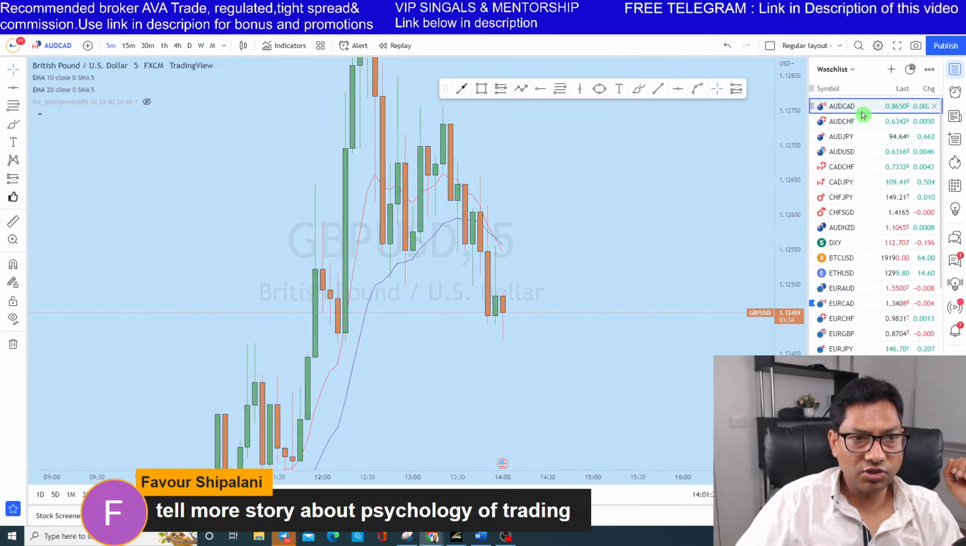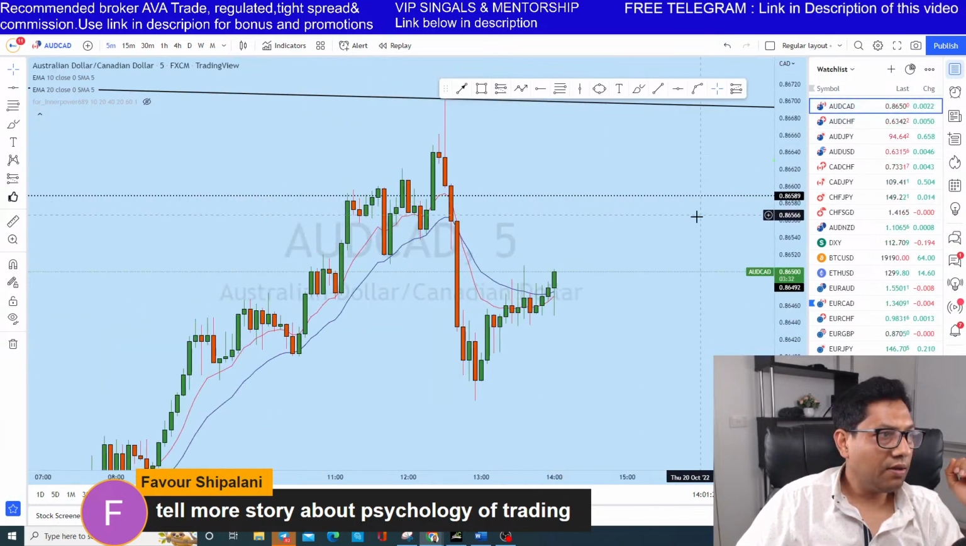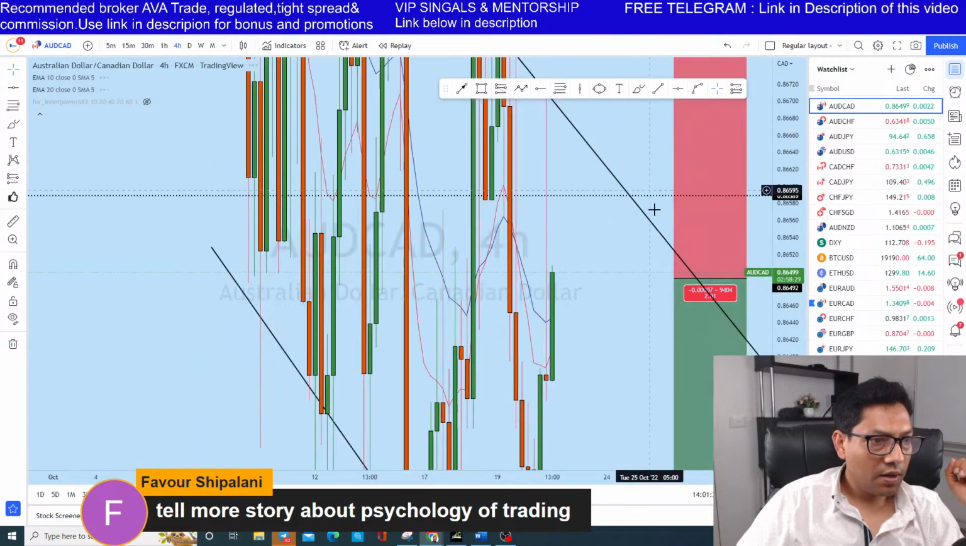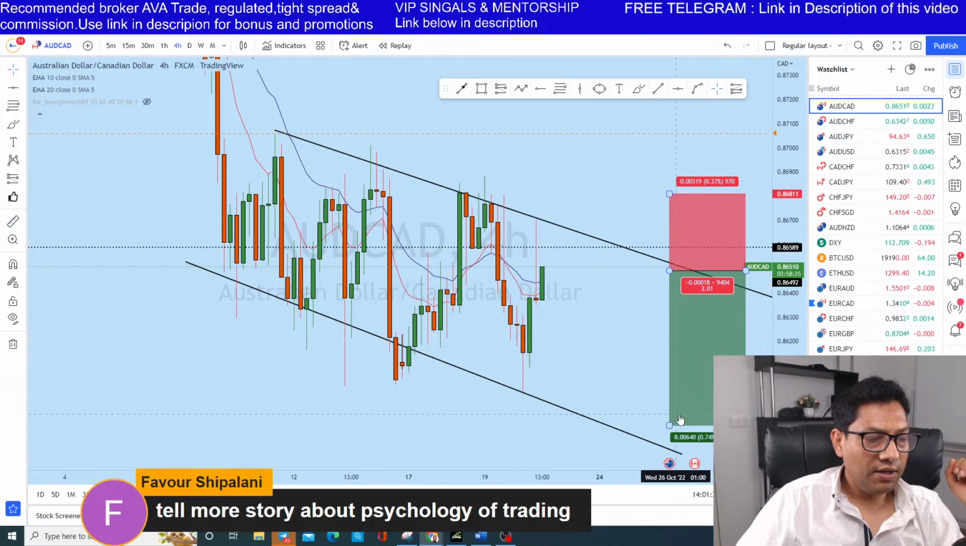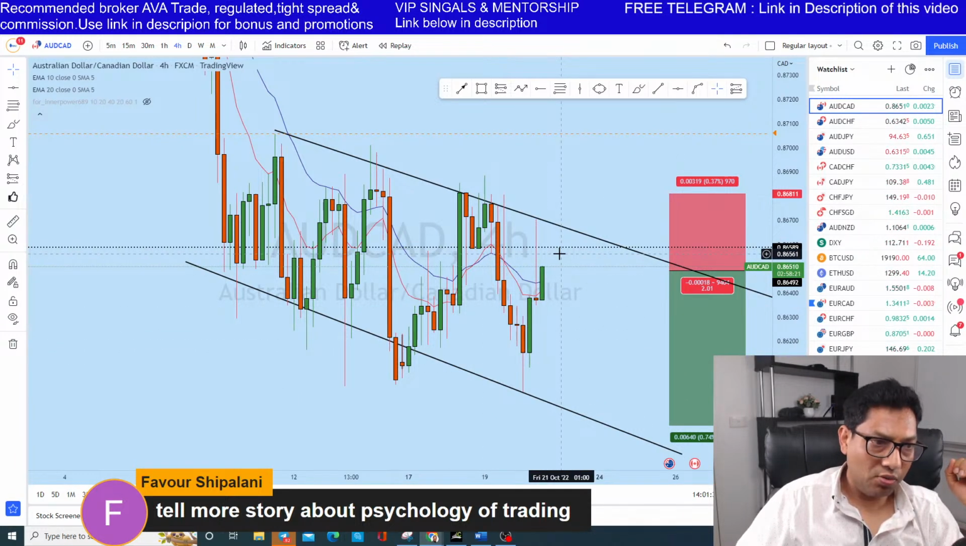So AUD CAD is triggered. Let's see what's happening. On the 4-hour, we see AUD CAD is going up. What I think is that from here we could potentially see a bounce, which is what I'm expecting.